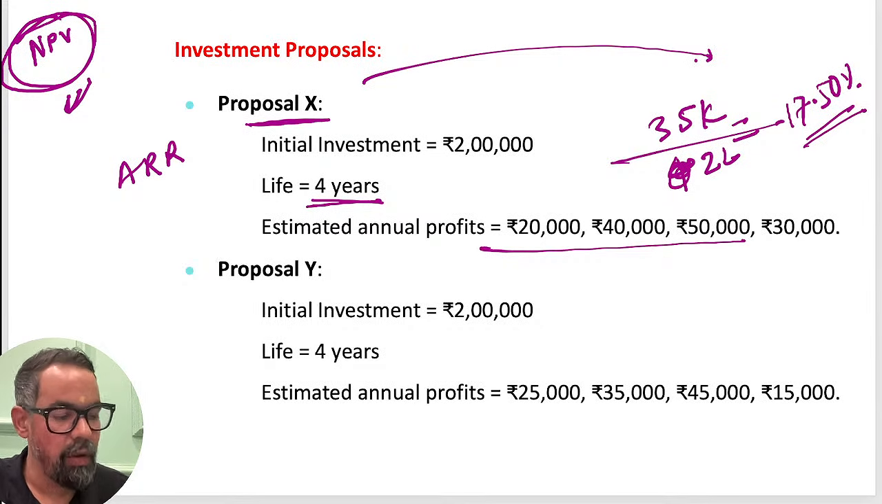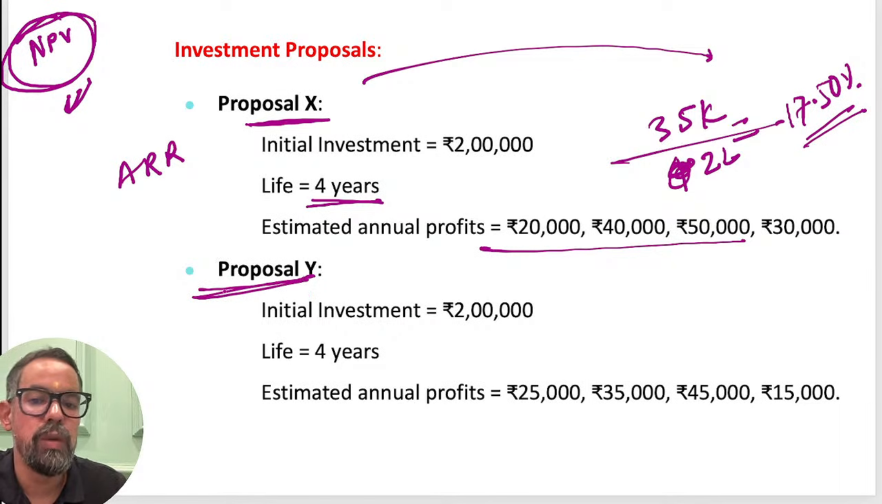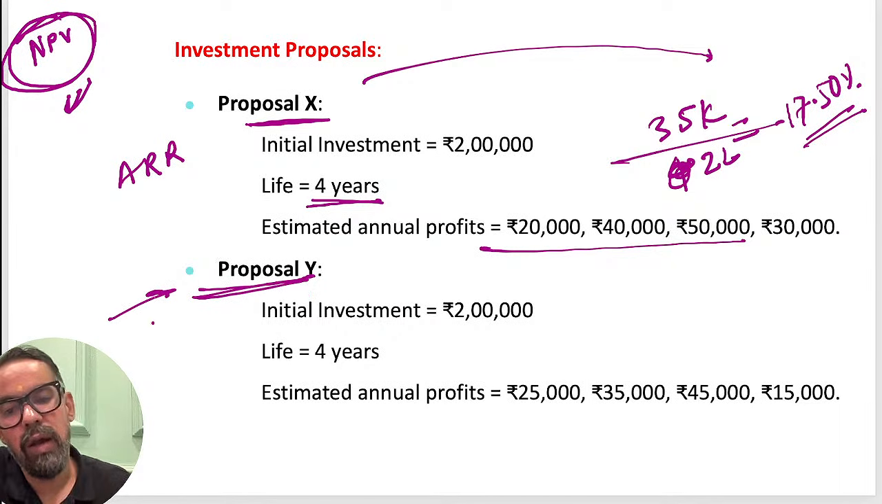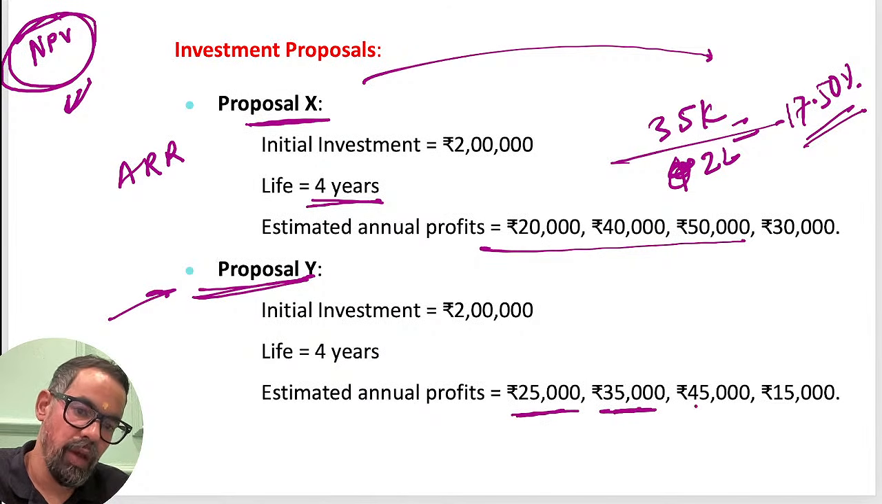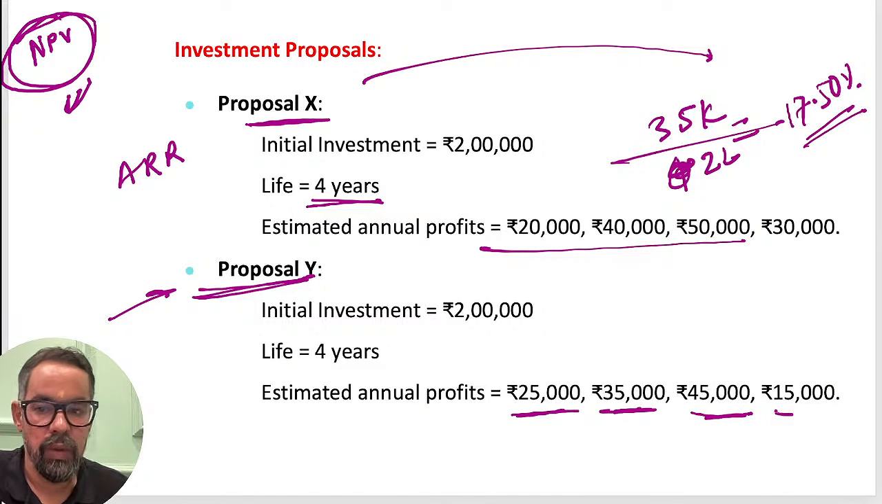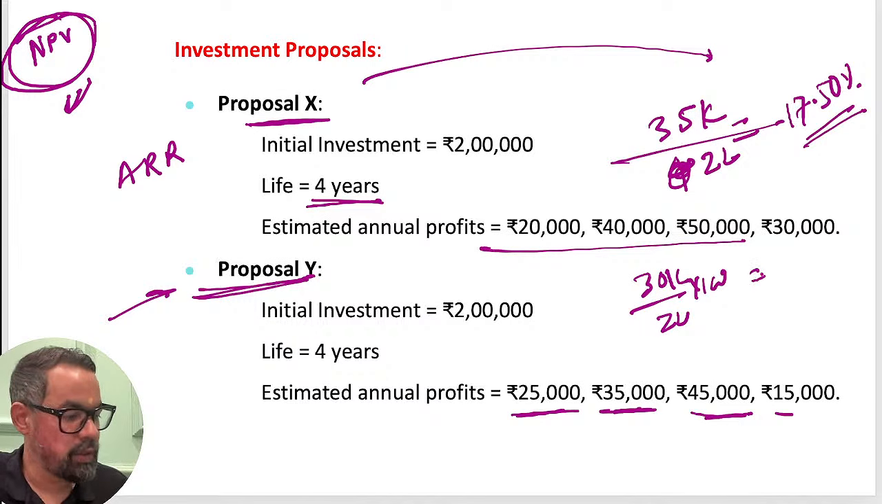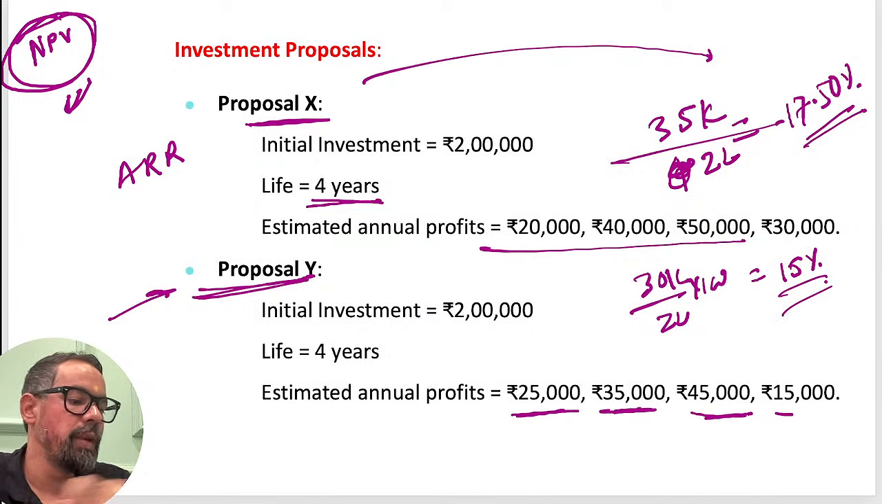And ARR of proposal B will be what, tell me guys. So the total 25, 35, 45 and this divided by 4 is 30,000. So it is 30,000 divided by 2 lakh into 100, which is equal to 15%, right? So ARR of this will be 15%.